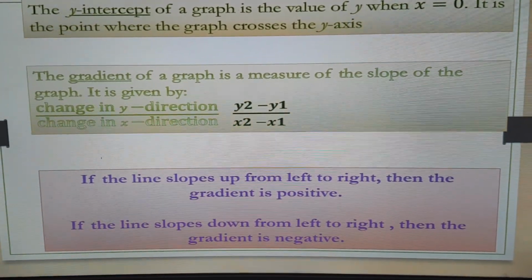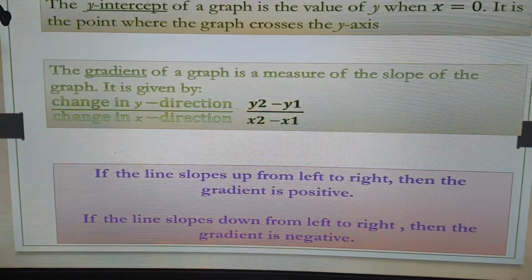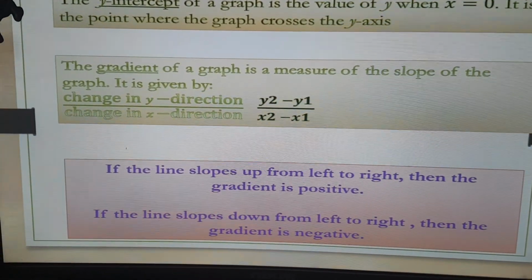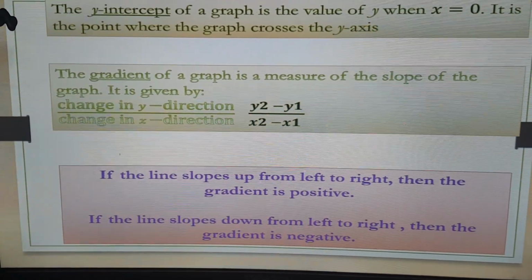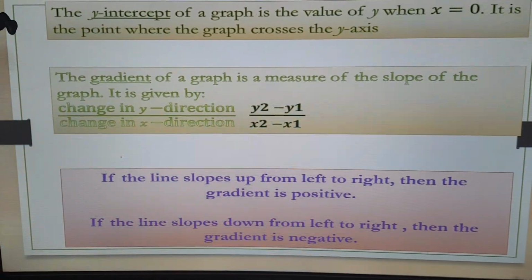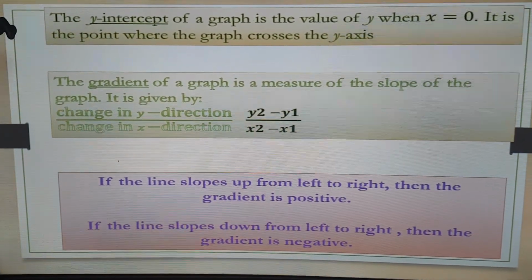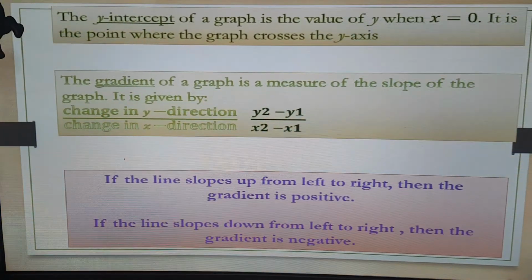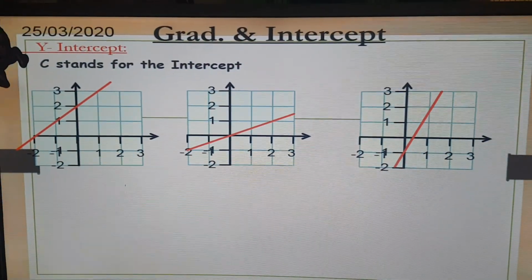There is also very important information that you need to know about a straight line graph. Now, we've got different gradients. We've got the positive gradient, negative gradient, undefined gradient, and zero gradient. Now, if the line slopes up from the left to the right, the gradient is positive. And if the line slopes down from the left to the right, then the gradient is negative. So we're going to see all this in our next example.